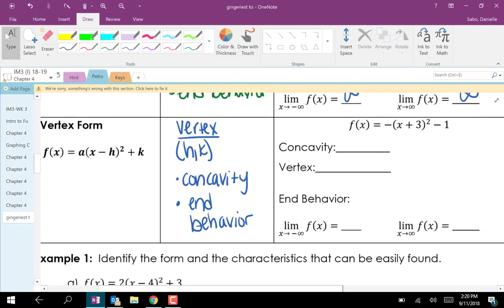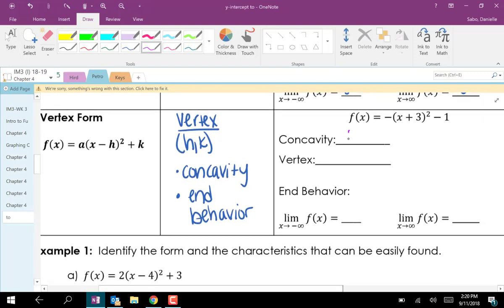Are we concave up or concave down? Down. Again, coming from that negative out in front. What is our vertex? You've been practicing this. Good. Negative 3 comma negative 1. And it would be negative infinity for our end behaviors because we are concave down. Very good. So again, getting used to these forms.